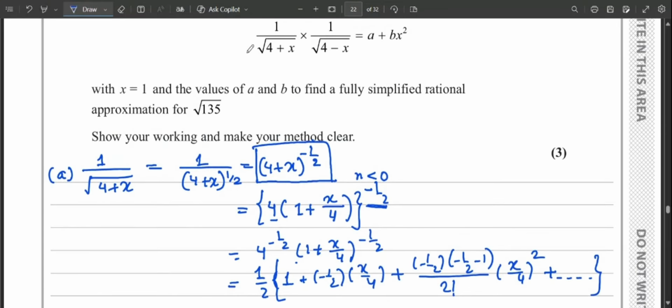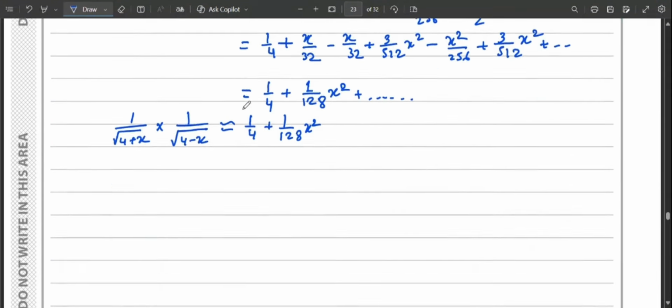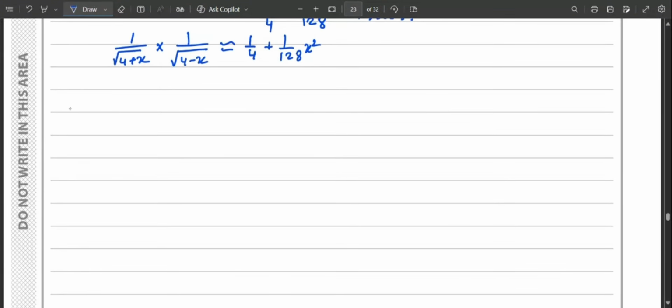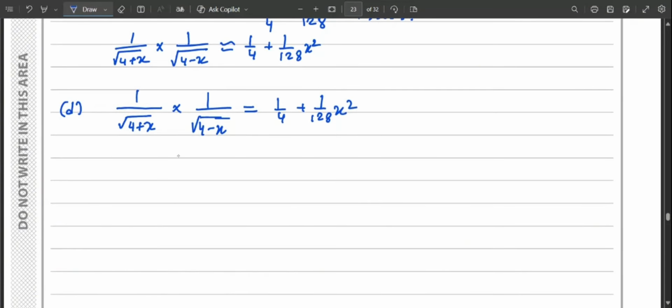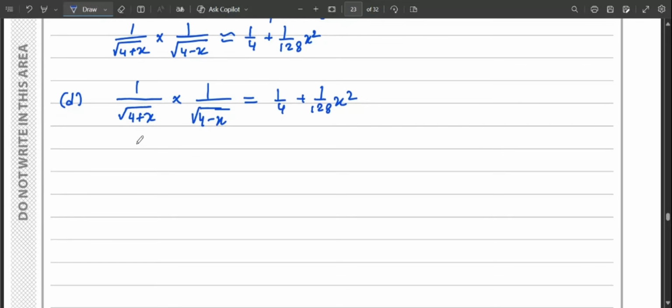Now we have to use x equals to 1 to find an approximation for root over 135. So we can use our value for x, which is x equals to 1, in our expression. This will give us 1 divided by root over 4 plus 1, into 1 divided by root over 4 minus 1 on the left side, and on the right side we get 1 by 4 plus 1 by 128 into 1 square.